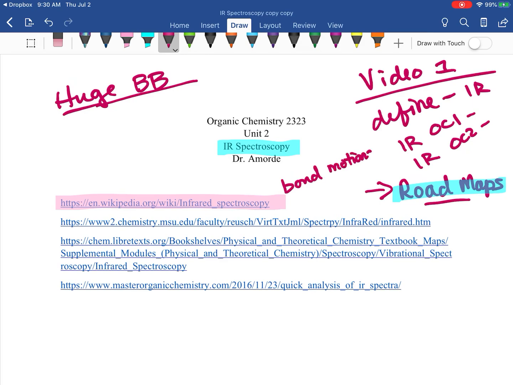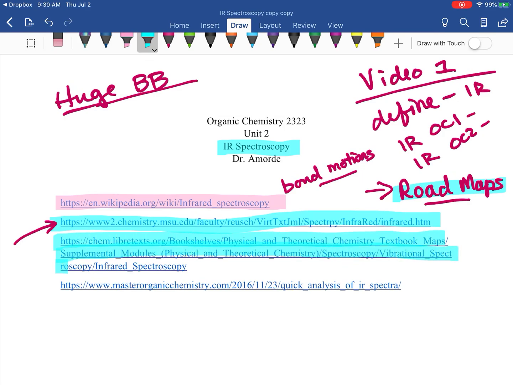You don't have to feel like you need to read the whole thing, but we're going to talk in a minute about the motions of bonds. And I love Wikipedia's site. It just has some of those motions to give you a visual. And then one of my favorite links for IR spectroscopy is our virtual text from MSU. They have a really good website for IR. So if you're looking for the first place you want to learn a little bit about IR, I would look at that website. And then, of course, we've gone to our zero-cost textbook.